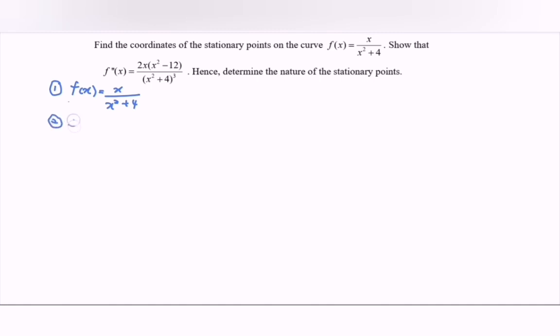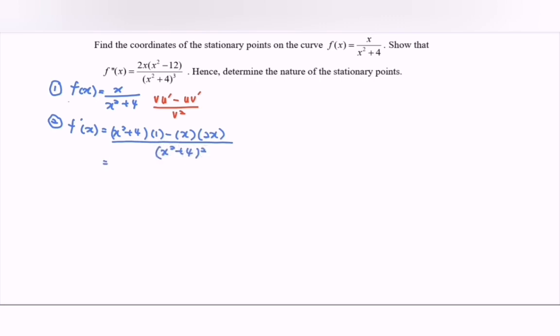Second step, find the first derivative. Here we have the quotient rule, (v u prime minus u v prime) over v squared. So let's begin. We have v, x squared plus 4, multiply with u prime, where we have 1, minus x, differentiate v, where we have 2x. Then we have (x squared plus 4) bracket, squared.